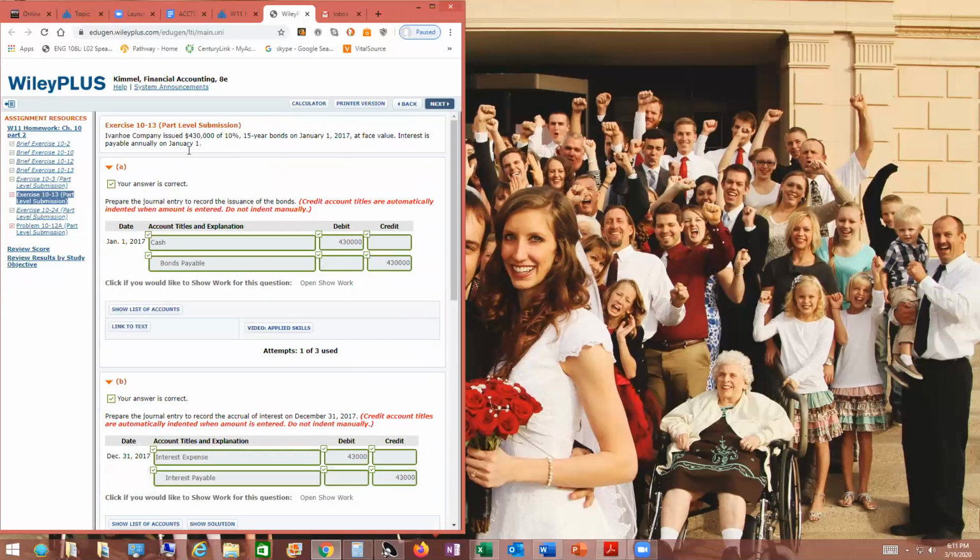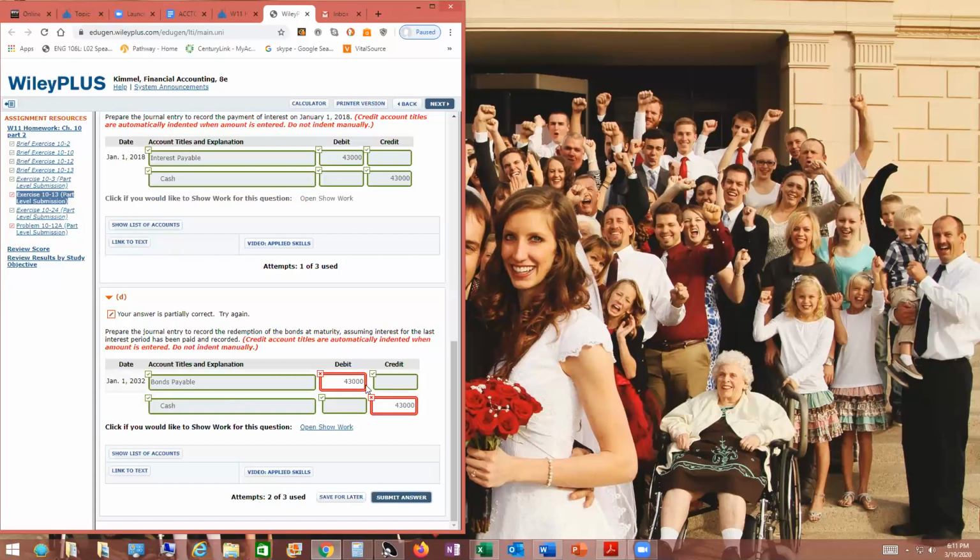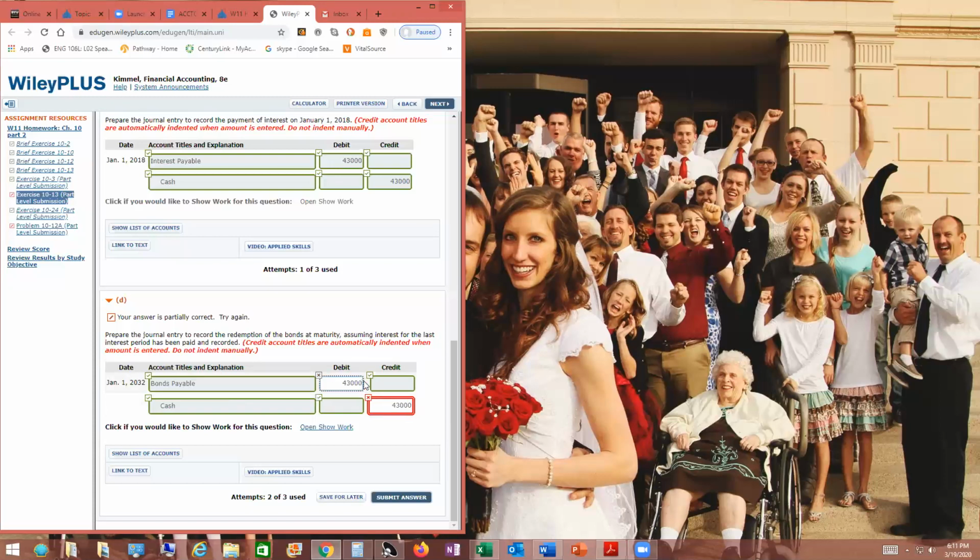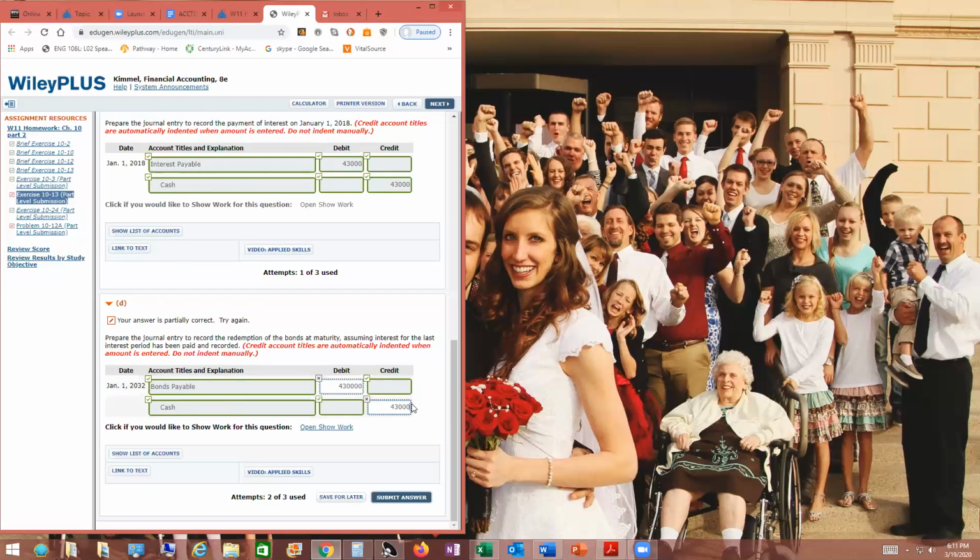So if you issued the bond at 430,000, then you were paying 43,000 in interest every year, and then at maturity you have to pay back the 430,000. I thought it was like a percentage. So 430. Okay.